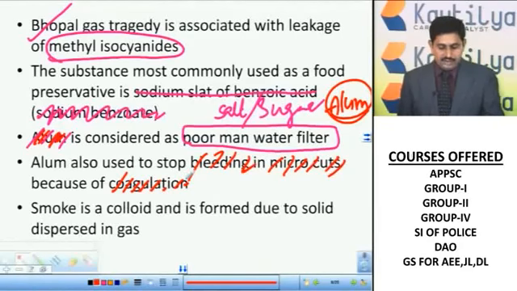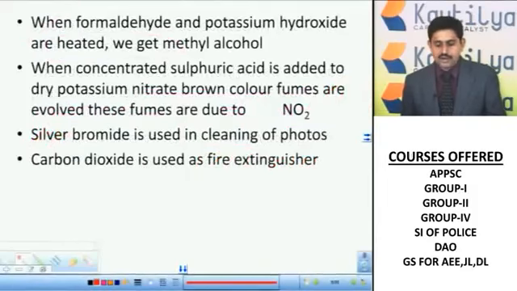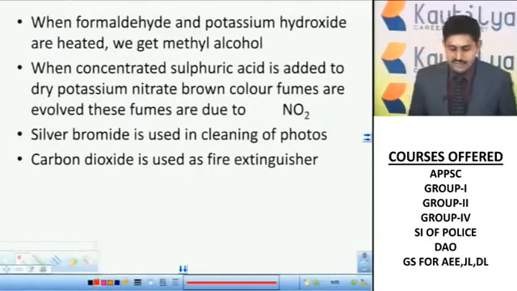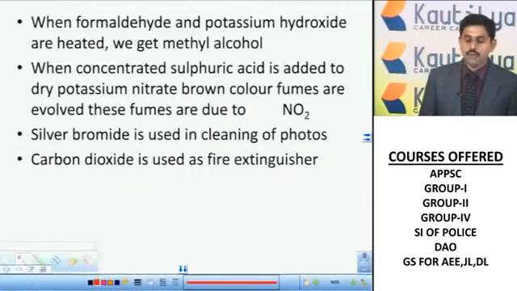Okay. Next, smoke is also a colloid. It is dispersed in the air. It is one type of colloid. The next one, formaldehyde and potassium hydroxide. This is very important. Formaldehyde and potassium hydroxide, when heated, give methyl alcohol.